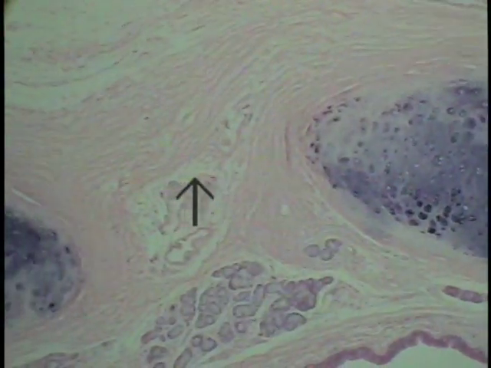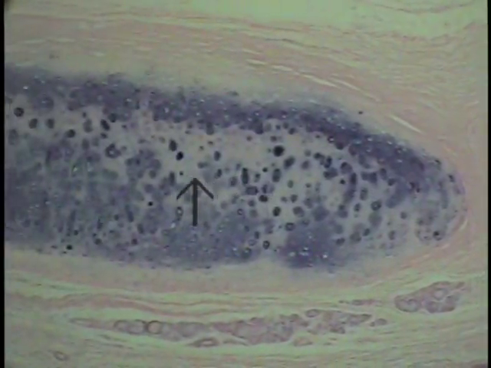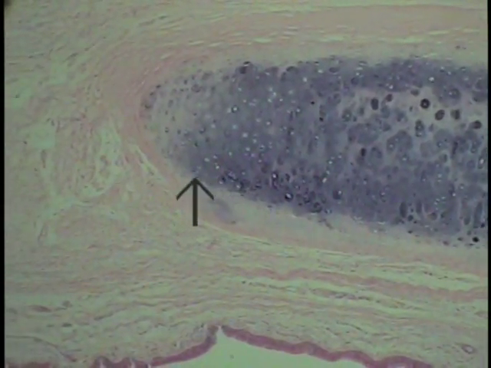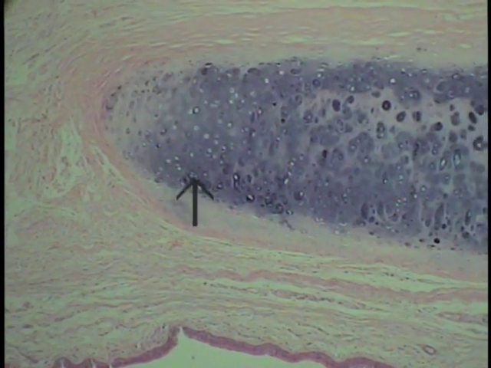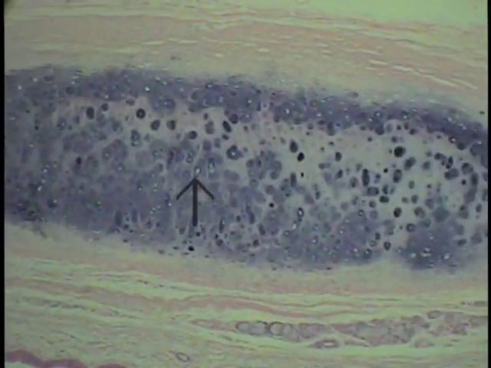Another cartilage block should then appear in the field. And so there will be several of these large horseshoe-shaped cartilages forming the support for this conducting portion of the trachea.